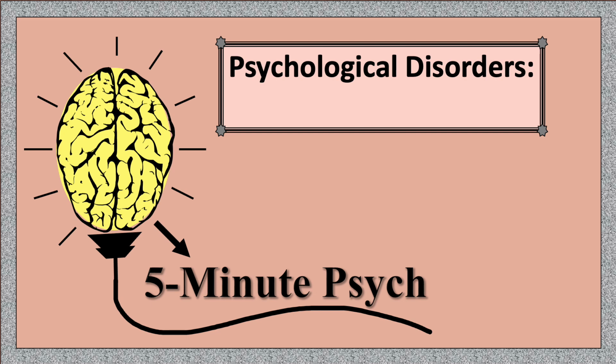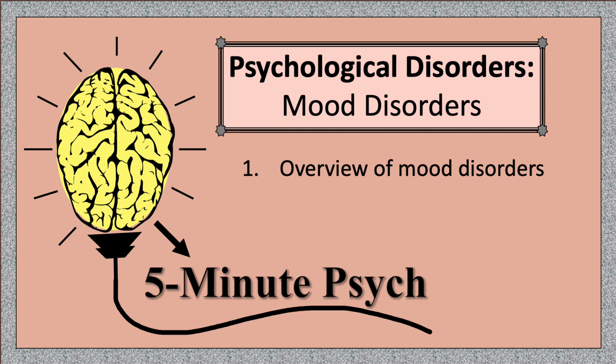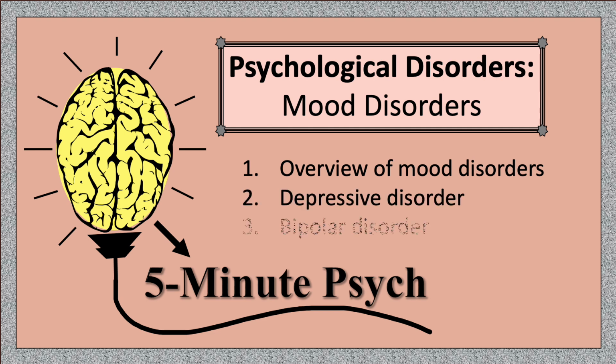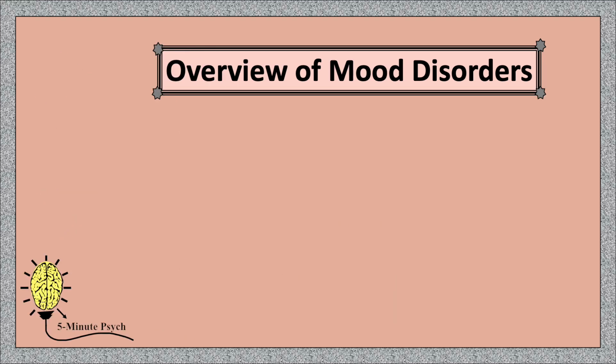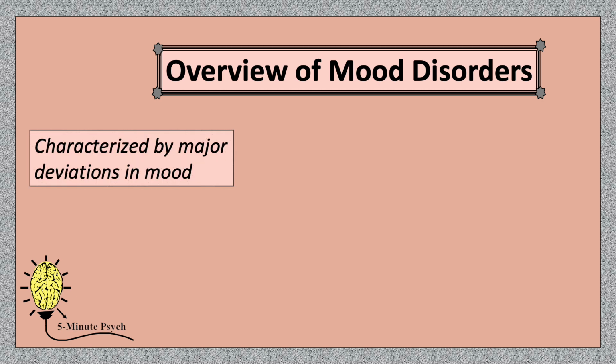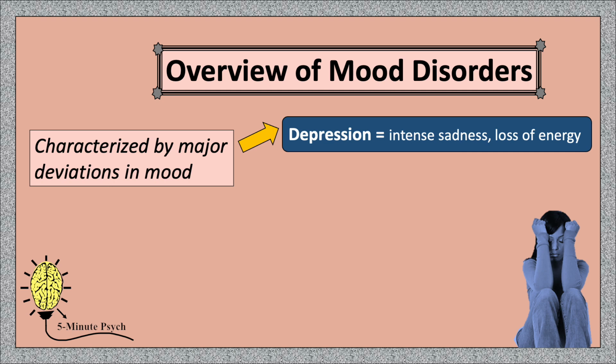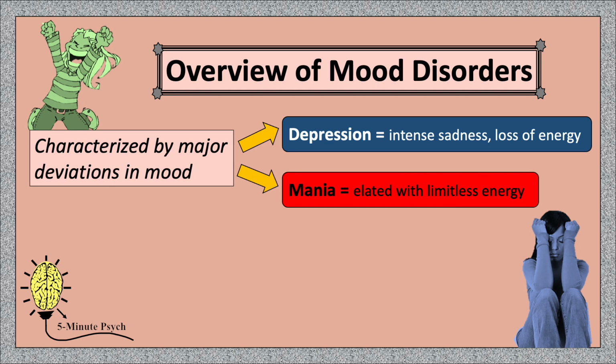In this 5-minute segment, we'll look at mood disorders, beginning with an overview of mood disorders in general, and then we'll focus on two kinds of mood disorders, depressive disorder and bipolar disorder, and we'll discuss causes for each. With mood disorders, the sufferer has major deviations in their mood, and they feel depression or sometimes even mania. A person with depression feels intense sadness and worthlessness with a loss of energy, while a person with mania is in a frenzied and elated state, and they feel like they have limitless energy.